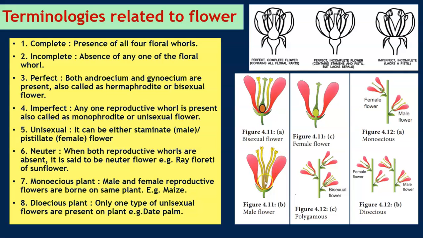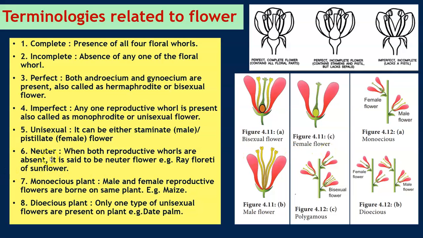So the stamen is present, and hence such a flower is called a staminate flower or simply a male flower. And if you have a look at this image, it's just the opposite. The gynoecium or the pistil is present and the male part, that is the androecium, is missing. So such a flower is called a pistillate flower or a female flower.